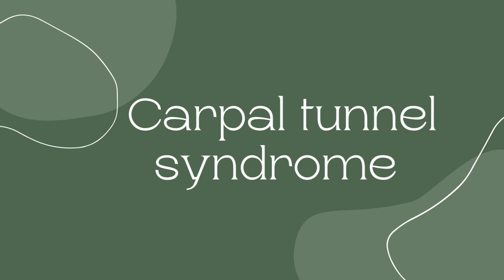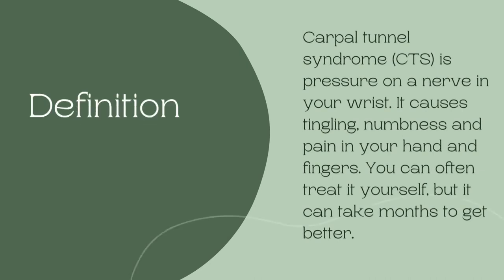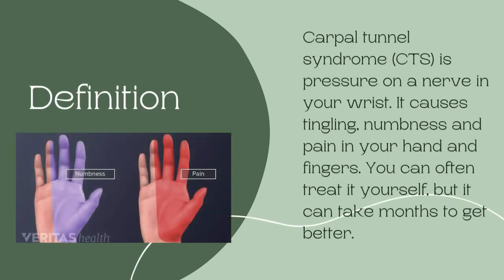First of all, we will check the definition of carpal tunnel syndrome. Carpal tunnel syndrome is pressure on a nerve in your wrist. It causes tingling, numbness, and pain in your hand and fingers. You can often treat it yourself, but it can take months to get better.